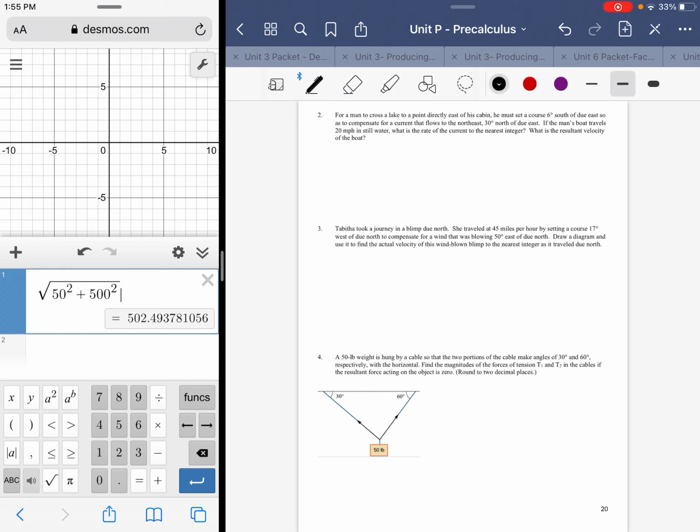So this is page 20 in the Unit P packet. This is the last page of content because everything after this is reference material. So we're continuing the idea of applying the concepts of vectors.